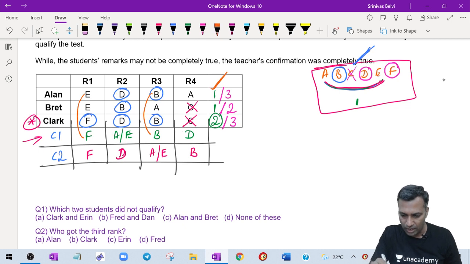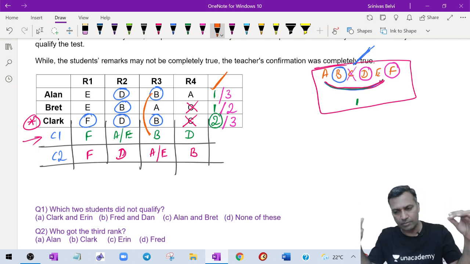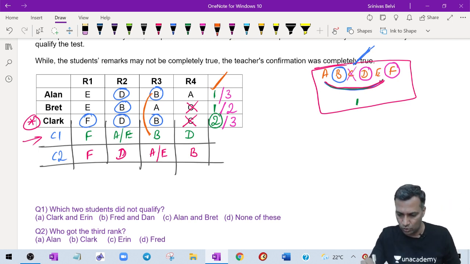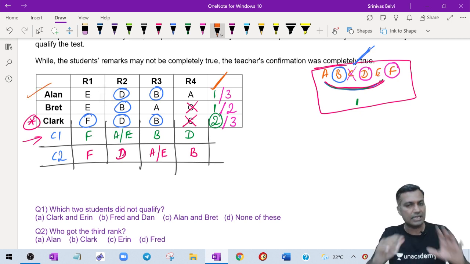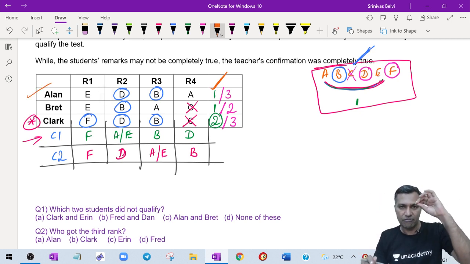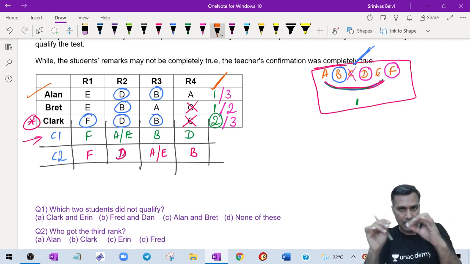So therefore, only one of it is correct. Which one is correct? Alan said that B got the third rank, and according to case one of Clark, B got the third rank. Therefore, it is fine. So far, the first statement is fine. Alan is fine according to case one. I can fit Alan's statement, and whatever Alan and the teacher have confirmed about their statements.